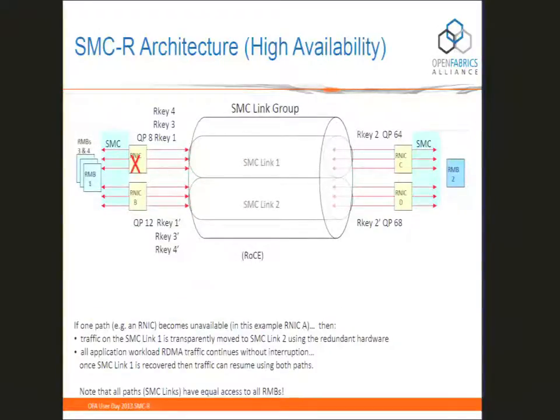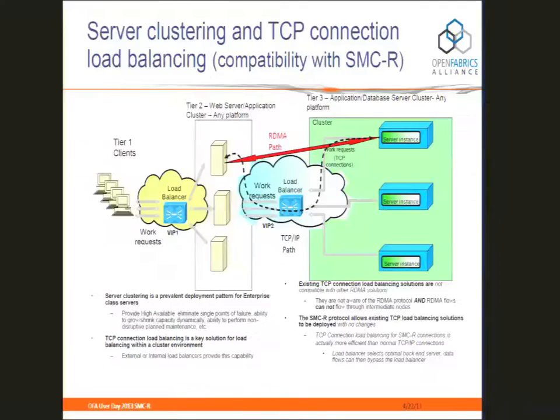If we were to lose a path, an RNIC, an adapter, or a switch, again, we can detect the failure and move the TCP connections to another link within the link group, transparent to the applications. The application workloads are not disrupted. So high availability is provided as one of the requirements that must be there.